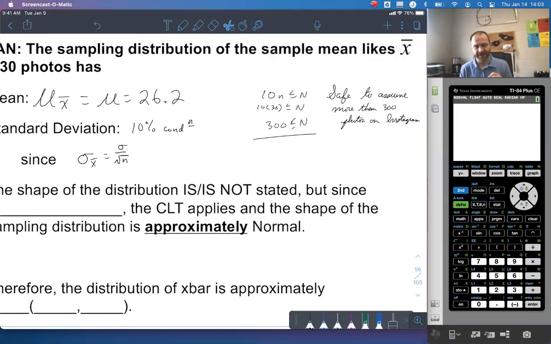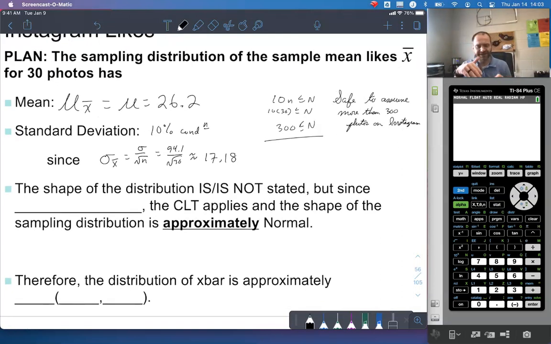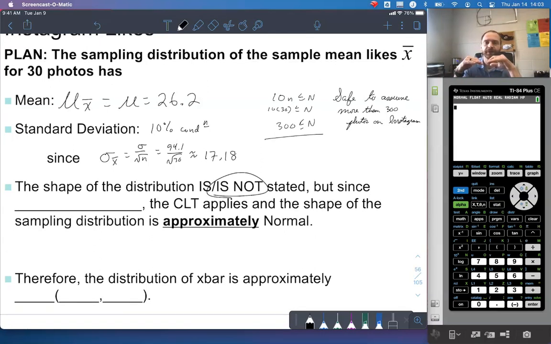So if I take a look at this, I'm going to say 94.1 divided by the square root of 30. If I type that in my calculator, it's approximately 17.18. So I have my center, I have my spread, I need my shape. The shape of the distribution was not stated. But since our sample size is greater than or equal to 30, we can use the central limit theorem. And by the way, CLT is for central limit theorem, and we can use that abbreviation. That is acceptable. The central limit theorem applies, and the shape of the sampling distribution is approximately normal.